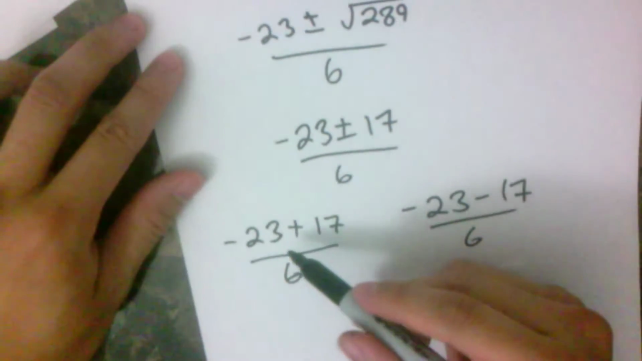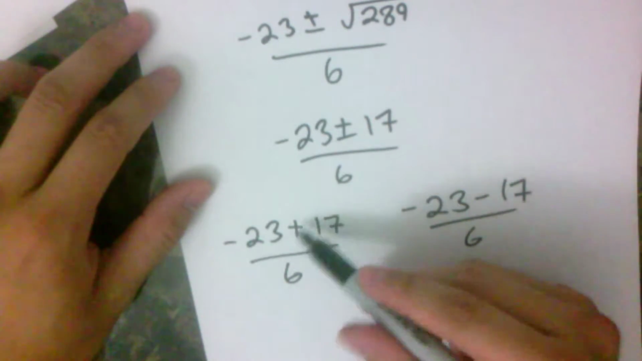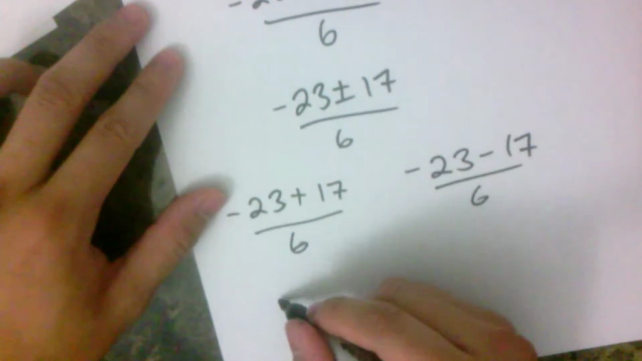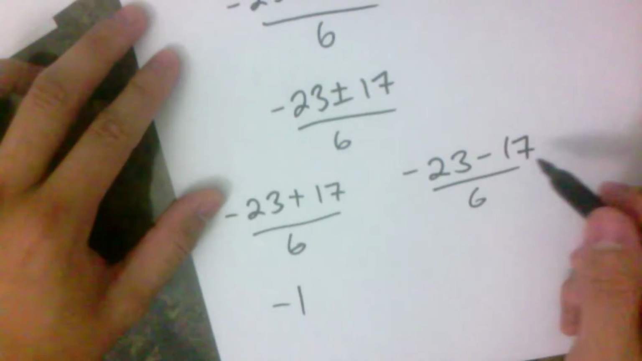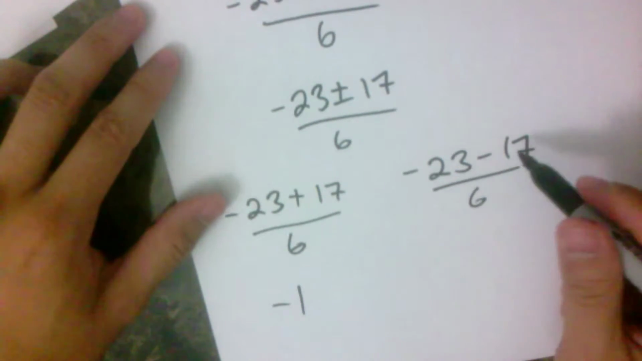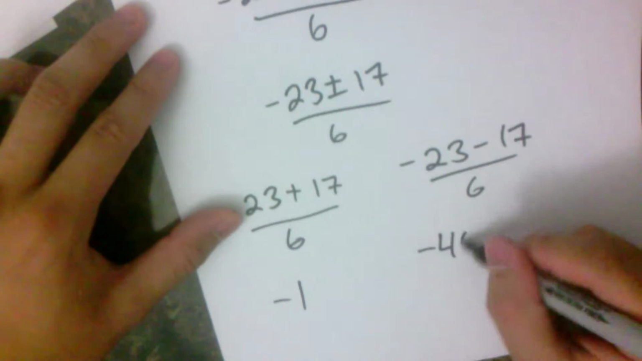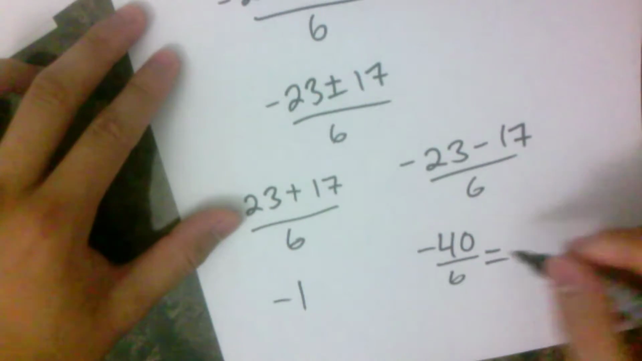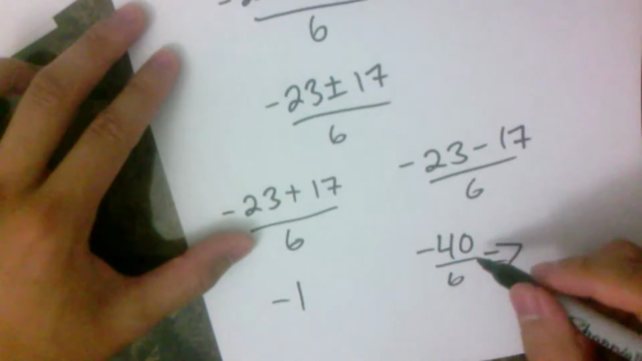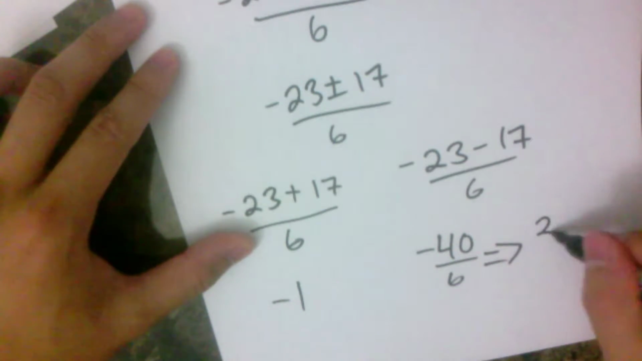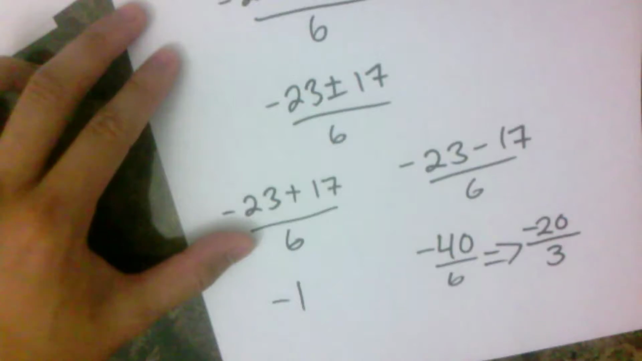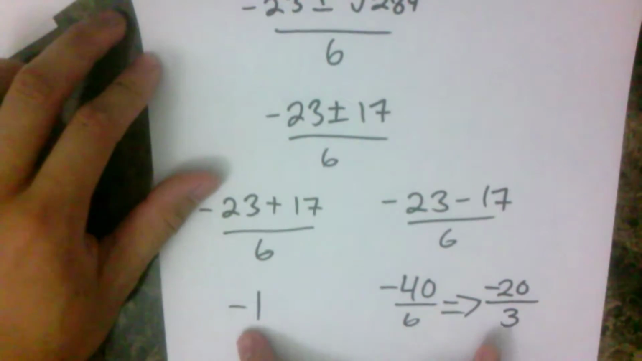Let's go ahead and do the math. Negative 23 plus 17 is a negative 6. Negative 6 divided by 6 is negative 1. Over here, negative 23 minus 17 is a negative 40. And negative 40 over 6 can be simplified. 2 goes into both of these, so you're going to get negative 20 over 3. And those would be your two answers here.